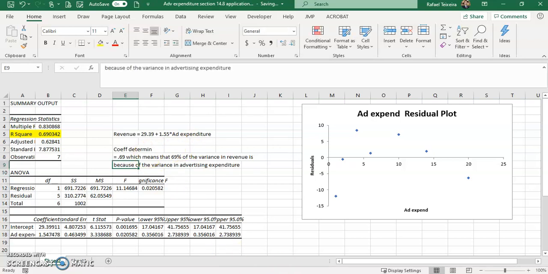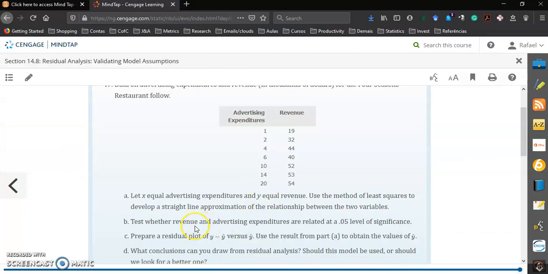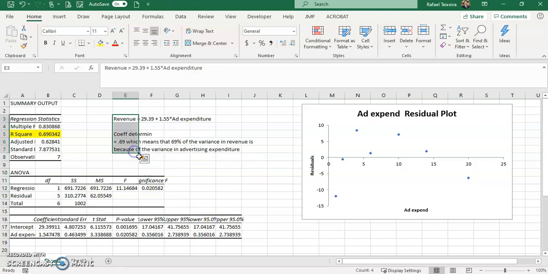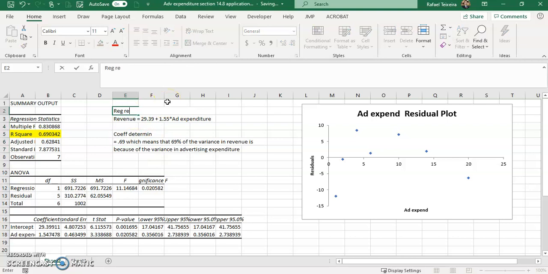The problem is not asking for that. I'm telling you what the problem can ask in other problems, and I'm trying to cover everything that we have seen so far. Okay, so this is the regression equation. See, regression equation. This is the coefficient of determination.